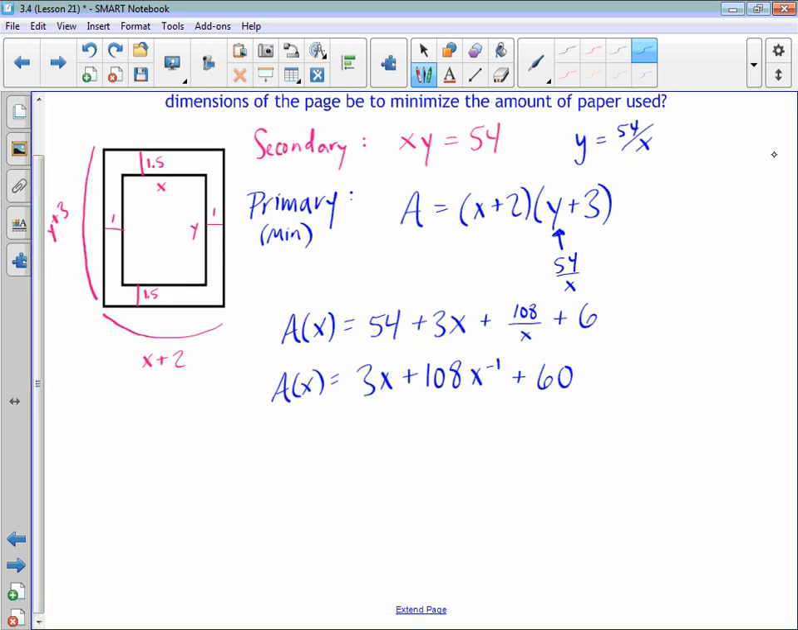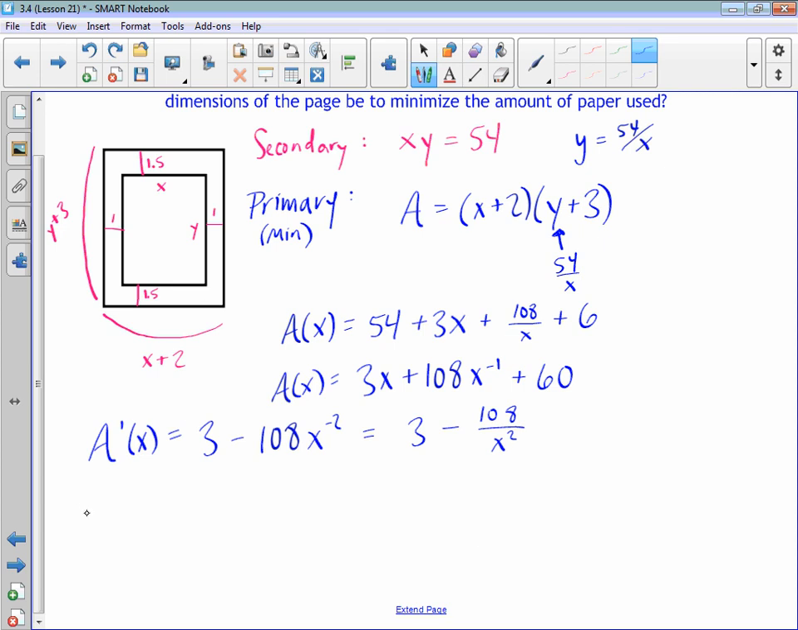Okay, now if I'm trying to minimize this, how can I prove it's a minimum? So there's 2 ways to do it. So I first have to do the derivative. So derivative is 3 minus 108x to the negative second, plus 0. So this would be 3 minus 108 over x squared, right? And I like the second derivative test a lot of times because it's a lot quicker, but you can definitely do the number line also.